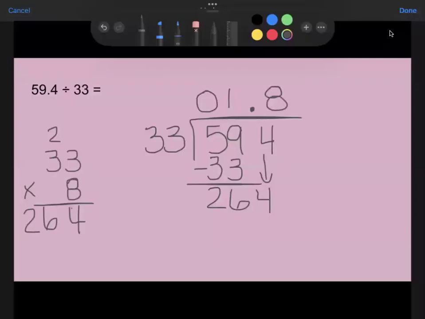8 times 33, as we just figured out, is 264. When I subtract those, I have 0 left over. So that's how I know I'm done, because I have no remainder and there are no more numbers to bring down. The final answer for this is going to be 1.8.